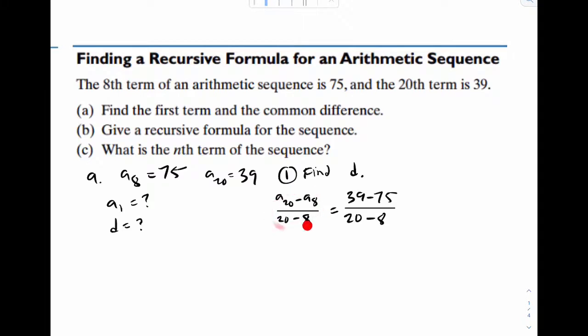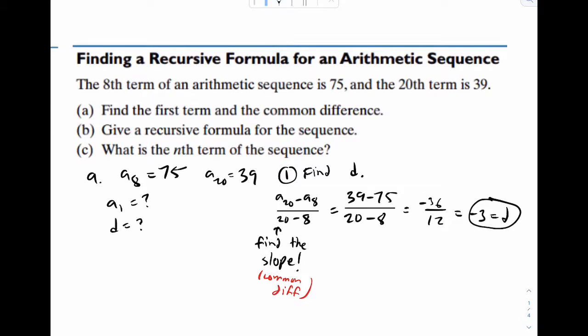And this should look familiar. This is simply another way to calculate the slope. Just in terms of our chapter now with a sequence and series, we understand slope now as your common difference. So 39 minus 75, that would be negative 36 over 12, which is negative 3. So right there, that's our common difference.